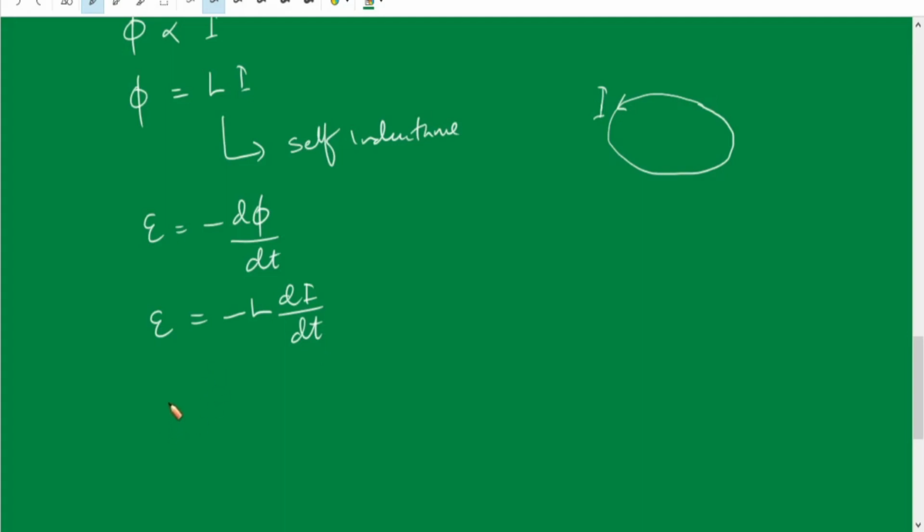Now the unit of self-inductance is Henry. Not only self-inductance, mutual inductance also has Henry as the unit. Now I have told you there is an EMF in the same coil. There is an induced EMF in the same coil that opposes the change in the current in the coil. So this EMF is called back EMF.